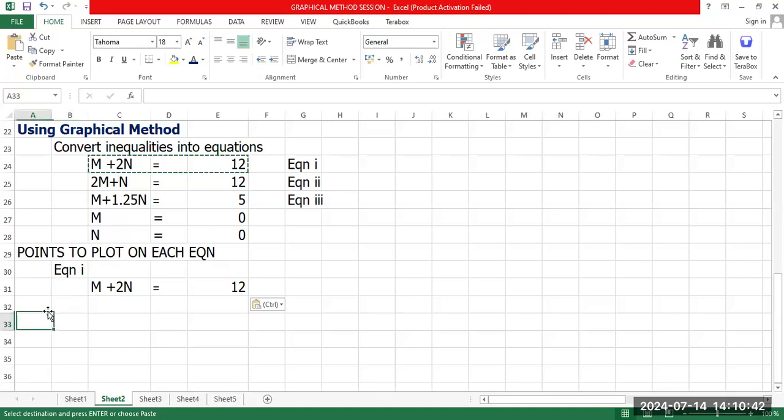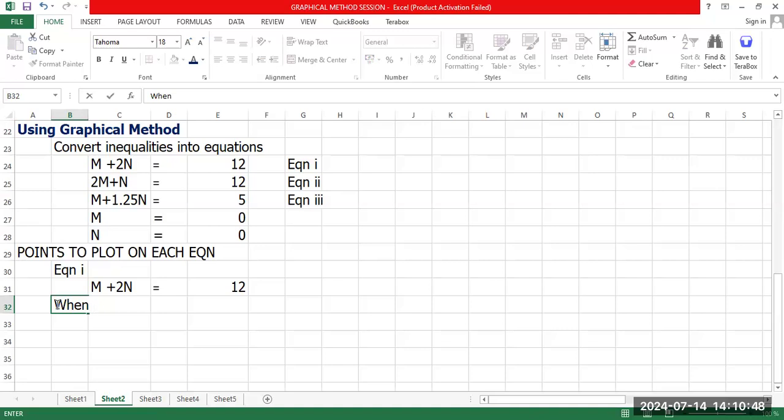Now we need the points to plot. When you just start, to ease your life, don't get a point that is going to give you a hard time. When m is equal to 0, what can be your n? Substitute. Where there is m, put 0. So it will be 0 plus 2n, which is equal to 12. So this is 2n. 2n is equal to 12, and n is equal to what? We divide by 2, n is equal to 6.